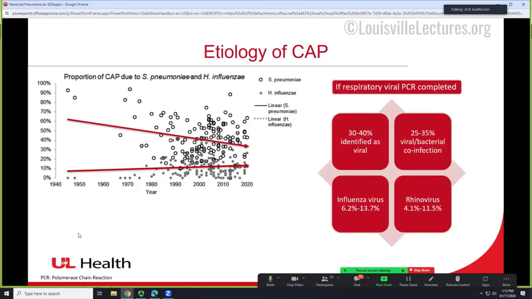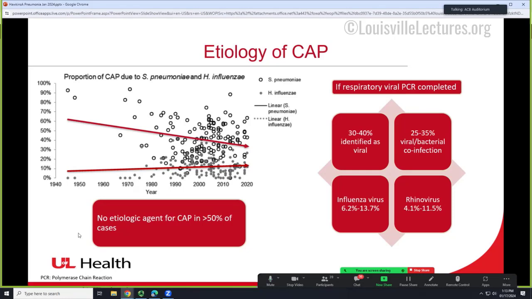If we are able to get a respiratory panel, and we'll talk about what we have available here at U of L Health for respiratory panels, we note that 30 to 40% of these community-acquired pneumonias are identified as being viral. Of those 30 to 40%, about a quarter have a bacterial co-infection. I think it's important to know that it depends on the virus you're talking about. We're not going to talk about all of them, but very broadly, in the era of COVID versus flu, COVID has a low likelihood of having a bacterial co-infection, and flu has a relatively higher likelihood of having a bacterial infection. So it's important to know what season you're in and what virus is most prevalent.